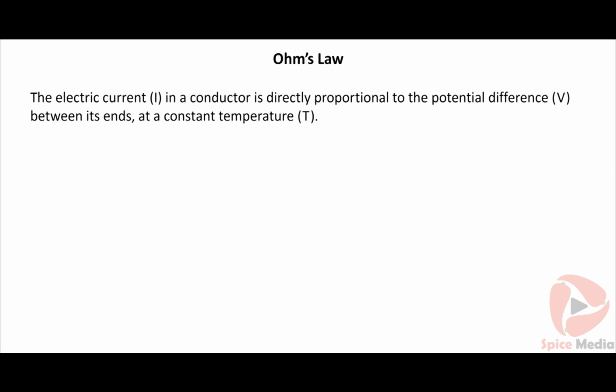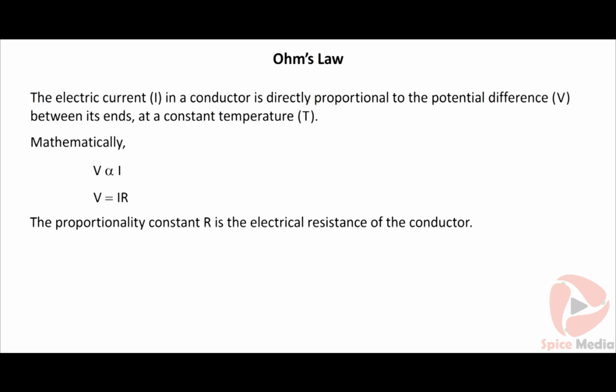Ohm's law gives the relation between potential difference and current for a conductor at a constant temperature. It states that the electric current I in a conductor is directly proportional to the potential difference V between its ends at a constant temperature T. Mathematically, V is proportional to I, V is equal to IR. The proportionality constant R is the electrical resistance of the conductor.